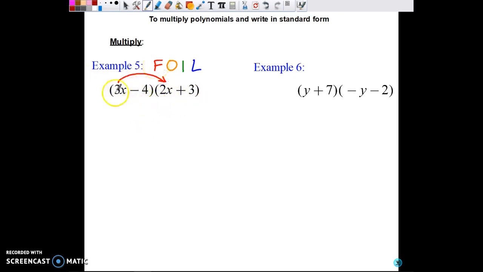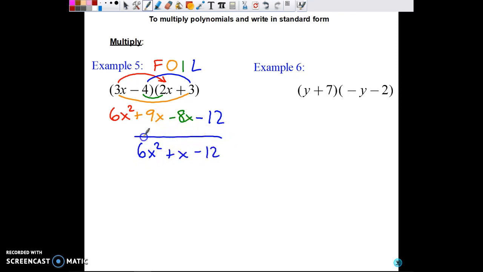But it still requires multiplying the first terms together, 6x squared, the outer product together, 3 times 3x, which is 9x, the inner product together, which is negative 4 times 2, negative 8x, and the last product, negative 4 times positive 3, which makes a negative 12. Combine the like terms, and you're left with 6x squared plus x minus 12. It's a positive 9 and a negative 8, so that makes 1x.